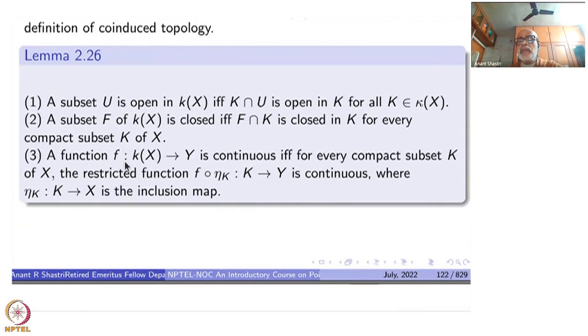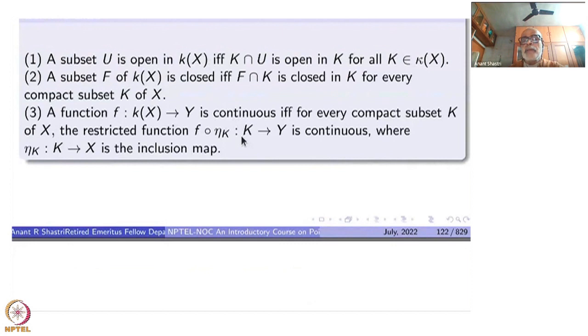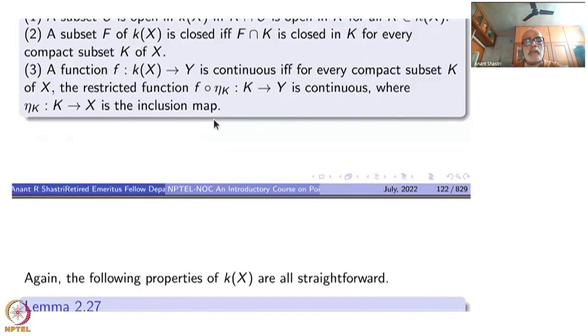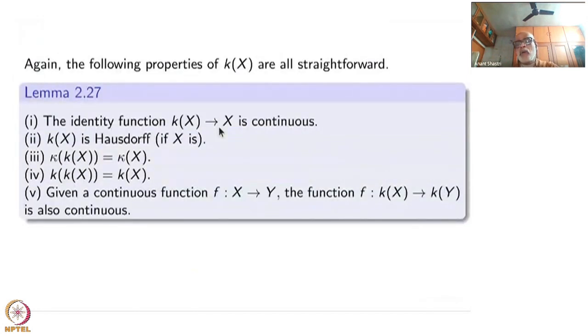The third condition is in terms of continuous functions. A function f from KX to Y is continuous, where Y is any topological space, if and only if for every compact subset K of X, the restriction map, which is the same thing as eta K followed by f, is continuous. Here eta K is the inclusion map, so that map from K to Y is continuous, where K ranges over all compact subsets and eta K is the inclusion. These are very easy to verify. If you don't know what the co-induced topology is, you can take any one of them as the definition. Often we will use the first or second one. Sometimes we may have to use this one also. Now the following properties of KX are all straightforward.